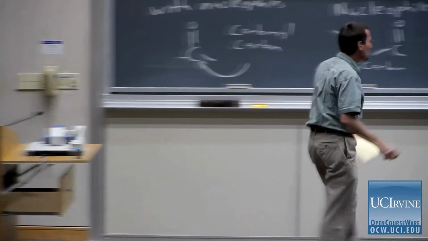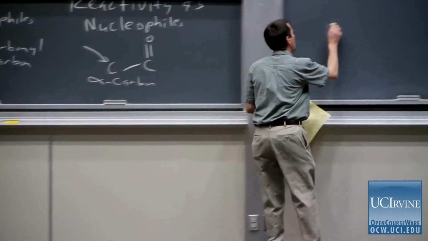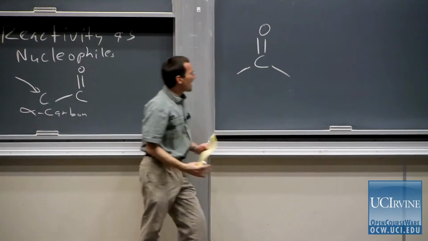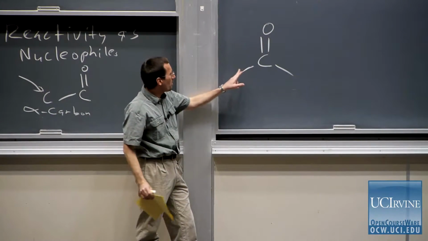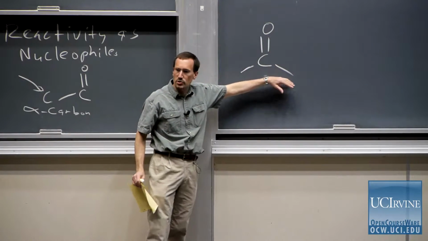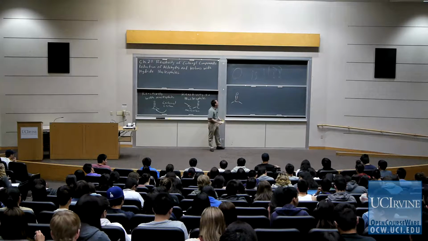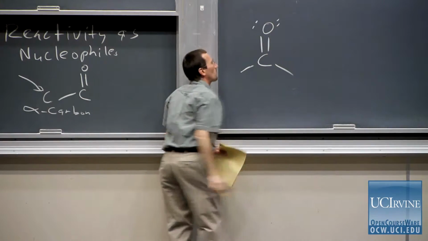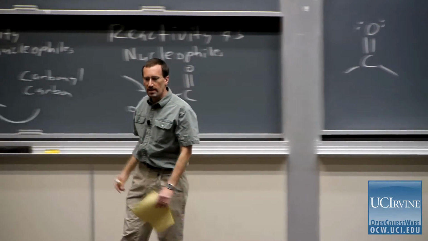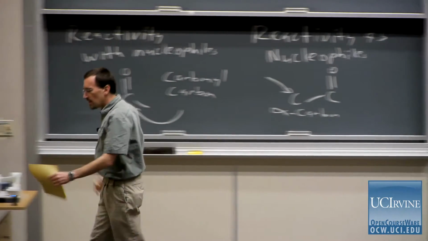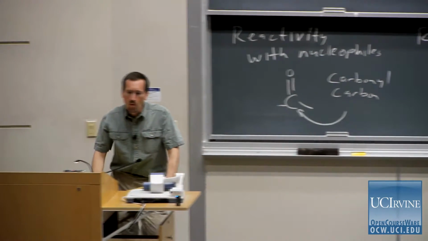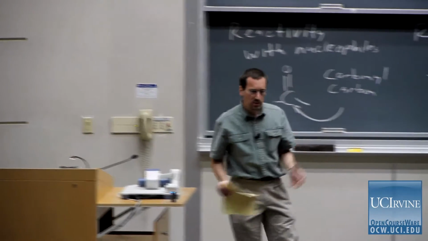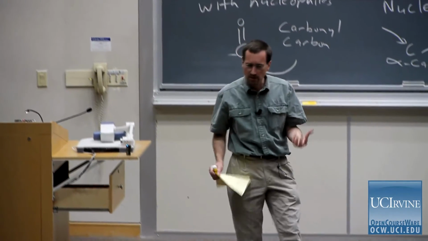And let's start with a carbonyl group. This isn't meant to be acetone or any particular carbonyl group. I'm just drawing this as a general carbonyl group. And we'll be good people. We'll write our lone pairs of electrons and focus on the carbonyl group. So oxygen is more electronegative than carbon. Oxygen has a greater nuclear charge. It pulls the electrons toward it.